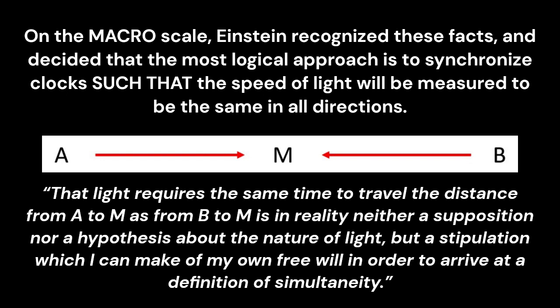He said that light requires the same time to travel the distance from A to M as from B to M is in reality neither a supposition nor a hypothesis about the nature of light, but a stipulation which I can make of my own free will in order to arrive at a definition of simultaneity. And I think that's awesome. It's a brilliant decision.